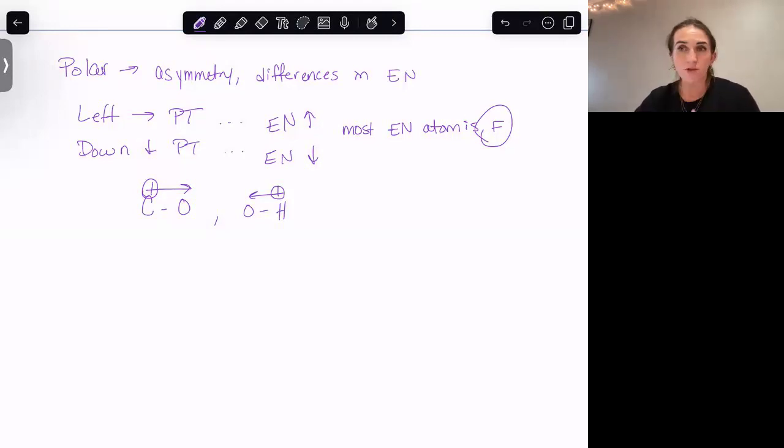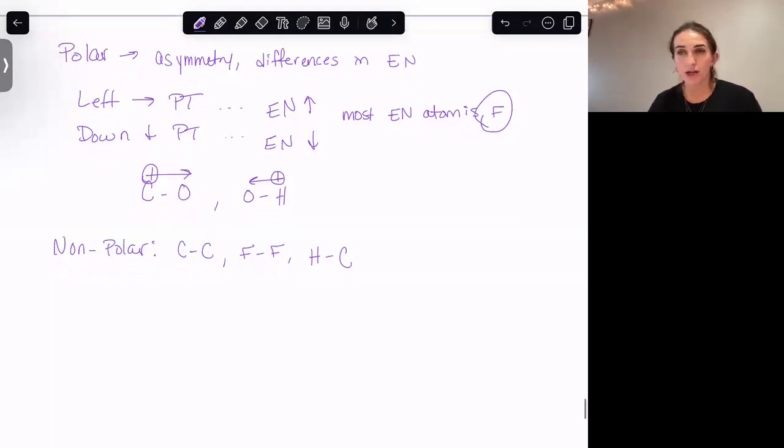If we have nonpolar, that just means we have no difference in electronegativities. Some examples are the same element, like carbon-carbon, or fluorine and fluorine. And then the one case where it's different elements but still nonpolar is hydrogen and carbon. Those have similar electronegativities, so this is still a nonpolar bond.